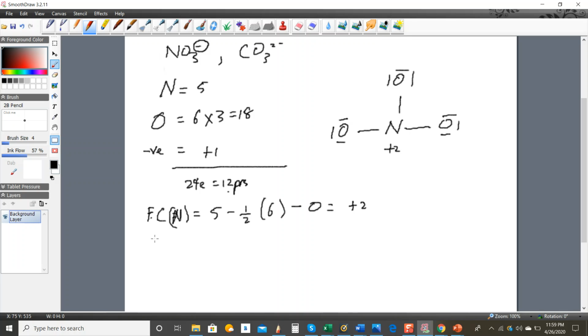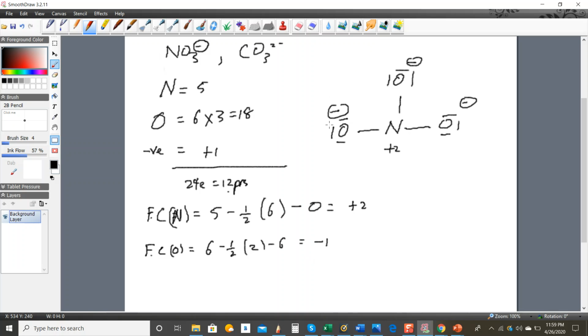All right? Then we do the same thing for each oxygen. So the formal charge of oxygen will be equal to the group number, which is 6, minus half the number of bonding electrons, which is 2, minus the number of non-bonding electrons, which is 6. So that will give you a charge of minus 1. So each oxygen atom will have a minus 1 charge.